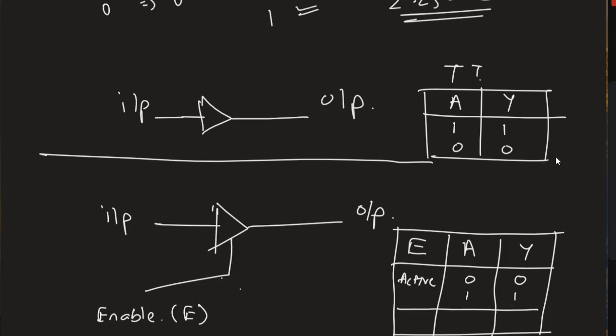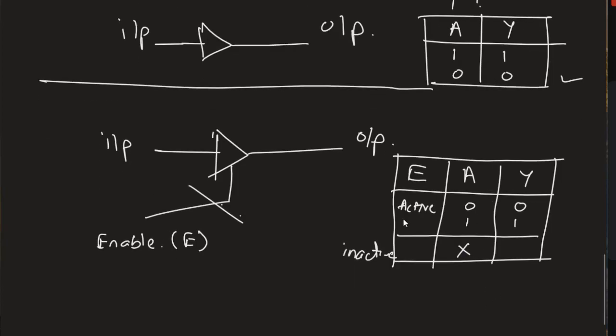Can you see this? So if I am disconnecting this input, meaning inactive, and when I have inactive, it means no matter what input you give, x means it doesn't matter, it could be 0 or it could be 1. So x means don't care condition. I am writing h. X means don't care. What is h? It is high impedance.